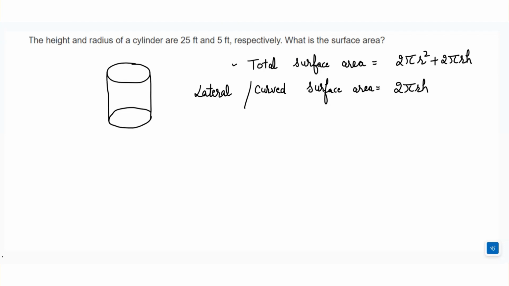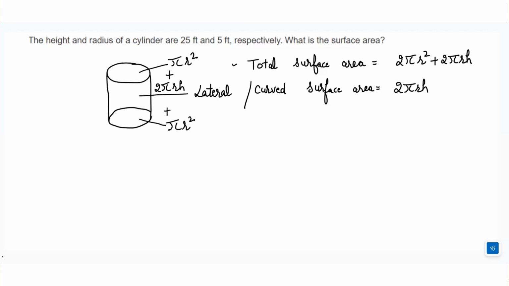Lateral means if we are just counting this surface of the cylinder, then it is called the lateral or curved surface area. And if we are counting this as well as this circle and this circle, then the area will be 2 pi r square plus 2 pi rh. Why? Because the area of this circle is pi r square, the area of this circle is pi r square, and the lateral surface area we already know is 2 pi rh. So if I add all these three together, I will get the area equals 2 pi r square plus 2 pi rh.